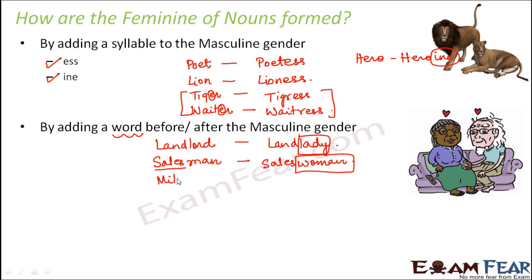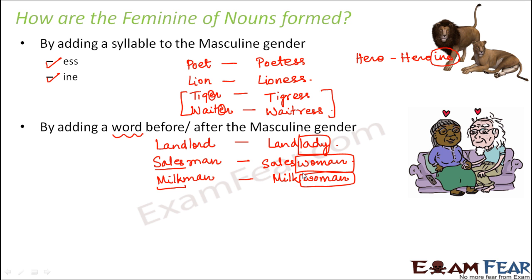So if you have milkman, in this case, the first half would remain the same. However, after that, we would add a feminine form of the noun, which is woman. So here, milkman becomes milkwoman. So this is also one way of forming feminine gender from masculine gender.